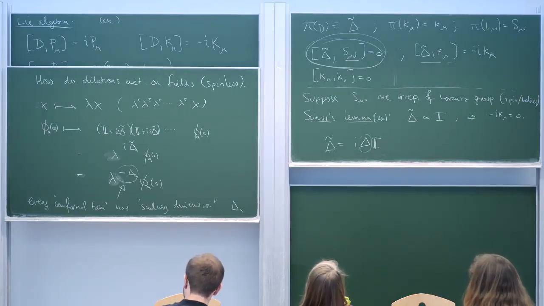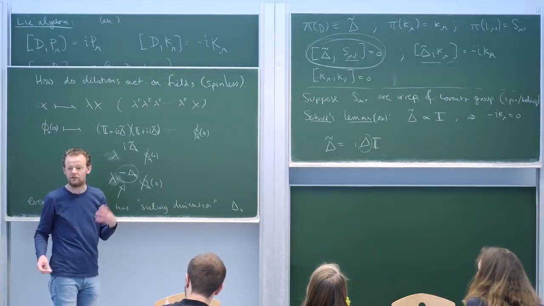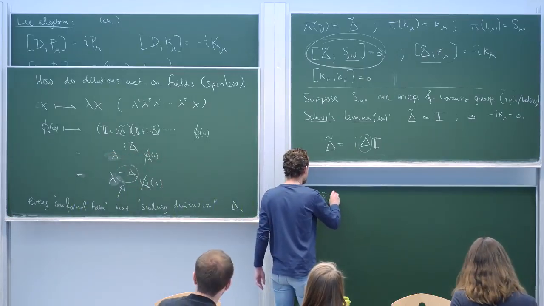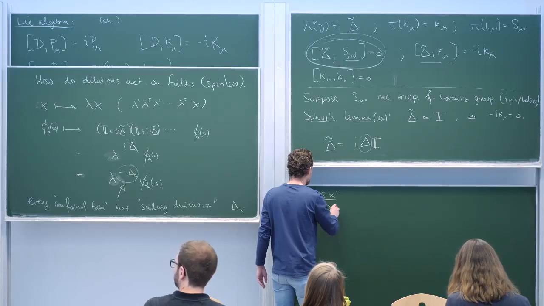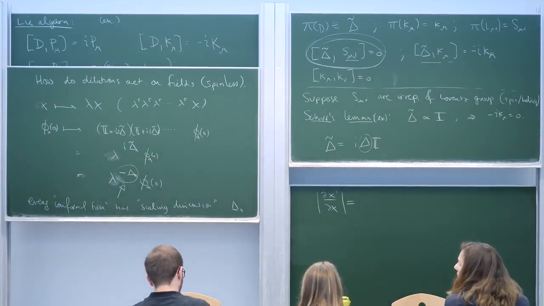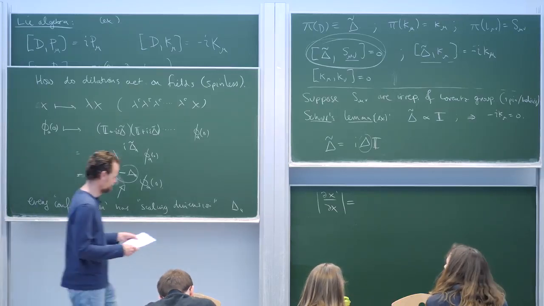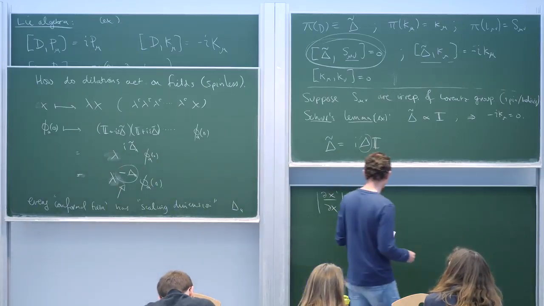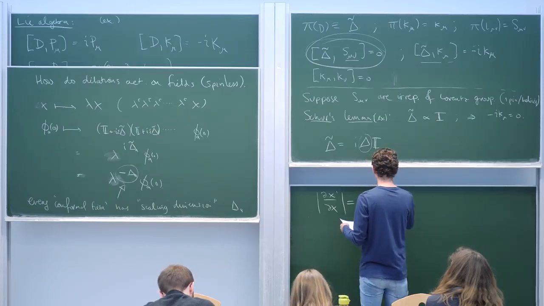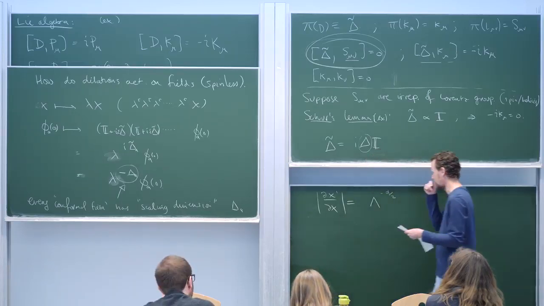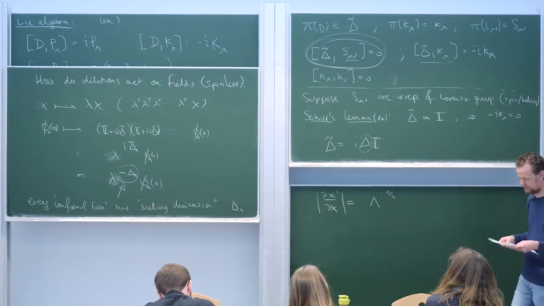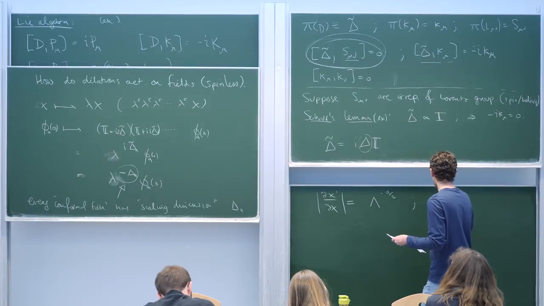So it's worth noting that lambda, the scaling factor, can be related to the Jacobian. It's not a very deep statement, right? But if you do a dilation, then the Jacobian equals minus lambda to the minus d over 2, where d is the space-time dimension. And lambda is the scaling factor in the metric.